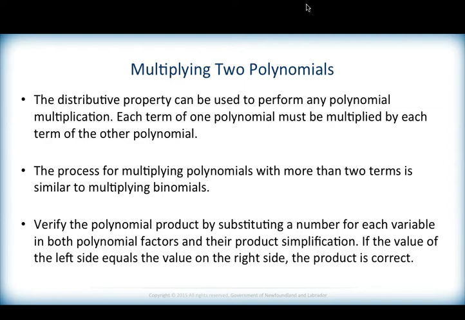If the value of the left-hand side equals the value of the right-hand side, the product is correct. This is a very good point to remember if you want to check your answers and your solutions to see if you've done the process in a correct way.